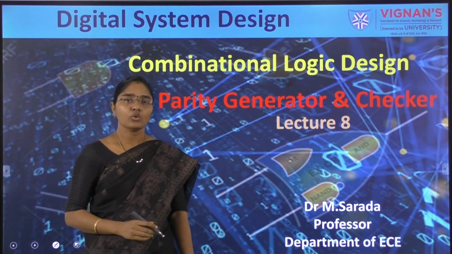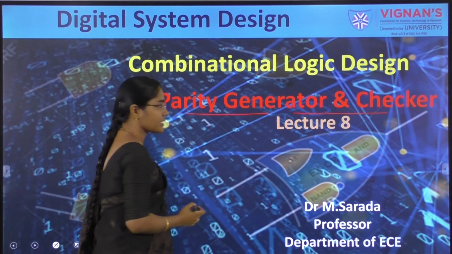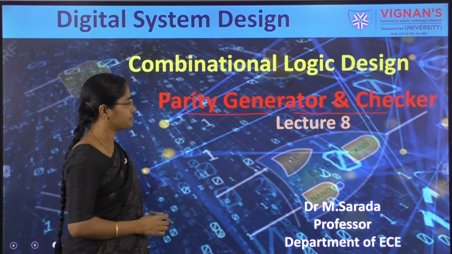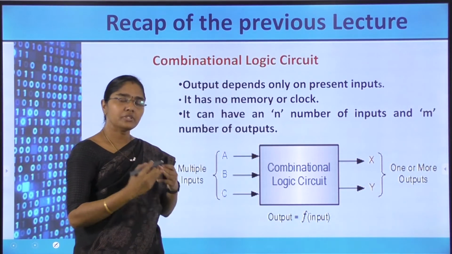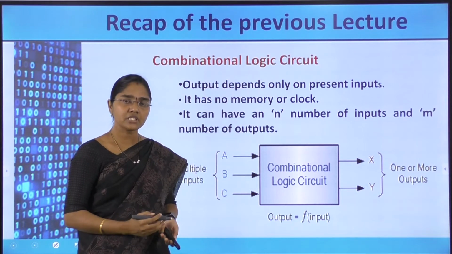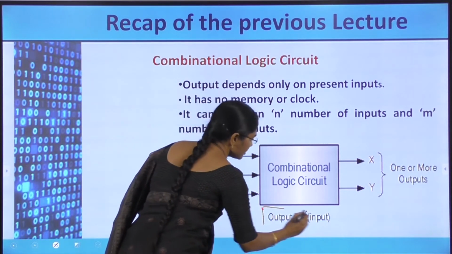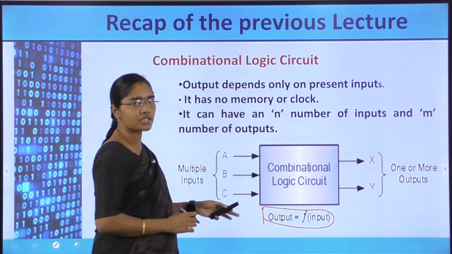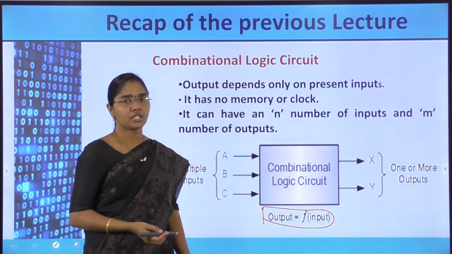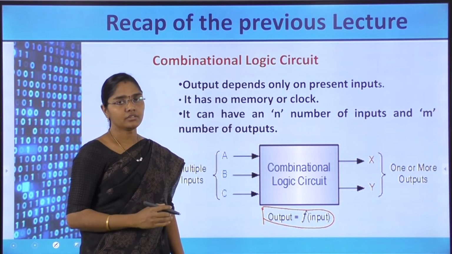Hello everyone. Welcome back to today's lecture, that is parity generator and checker, one of the important combinational circuits in our unit. A combinational circuit is a circuit which has m number of outputs for n inputs, and the outputs depend only on the present inputs, that is, output is a function of the present input at that particular time. Therefore, it doesn't require any memory, and the number of inputs and outputs may be greater than 1.